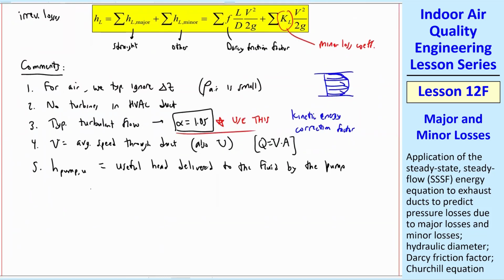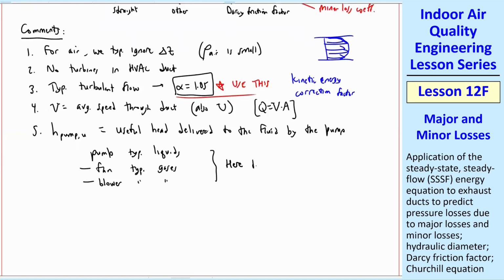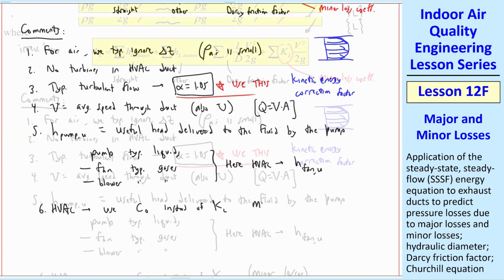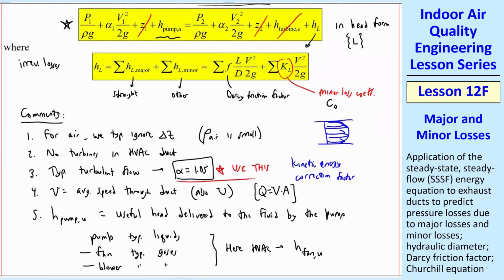And the notation is that pump is a general term, but we typically associate that with liquids. You pump liquids. A fan is typically used for gases. And we're talking about air here, so we're going to call this a fan or a blower. Here in HVAC, we call it h_fan,u, useful fan head delivered to the fluid, to the air in this case. Number 6, in HVAC, we use C_0 instead of K_L for the minor losses. They typically have this as C_0.